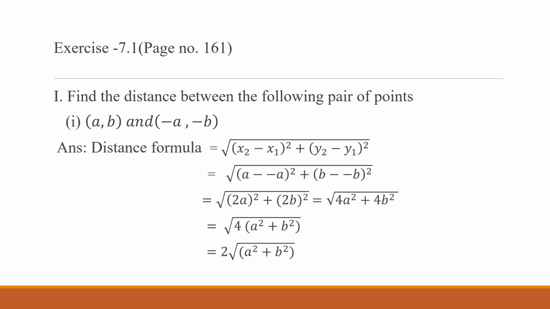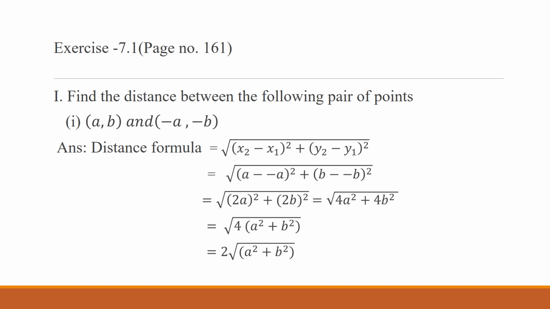We know the distance formula is square root of (x2 minus x1) whole square plus (y2 minus y1) whole square. That is, subtract the x coordinates and square it, and subtract the y coordinates and square it and add both. Here it will be (a minus negative a) whole square plus (b minus negative b) whole square.